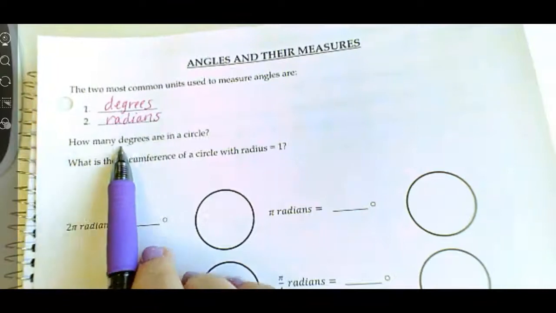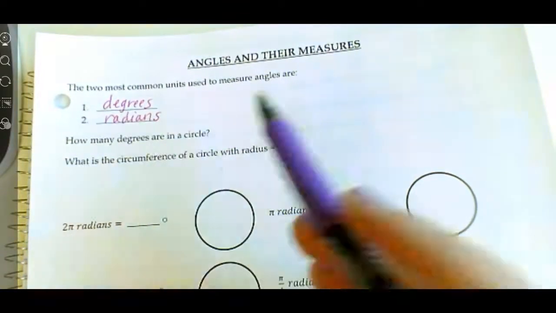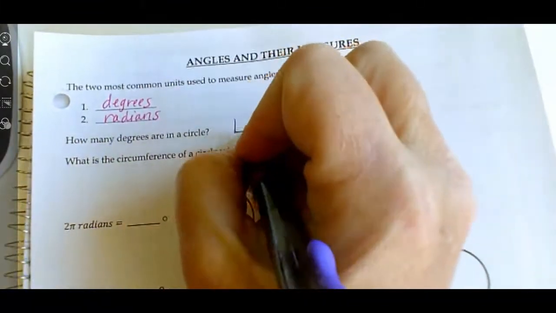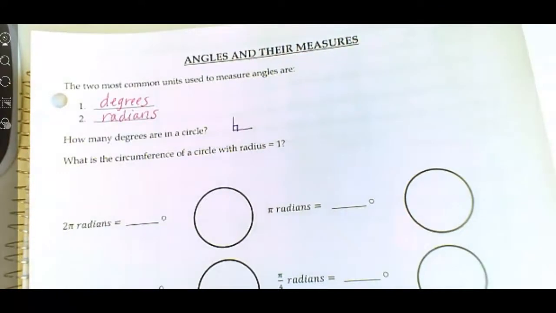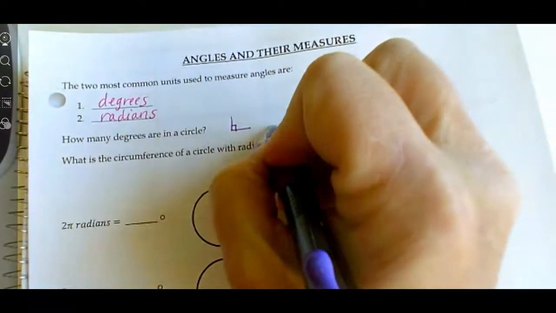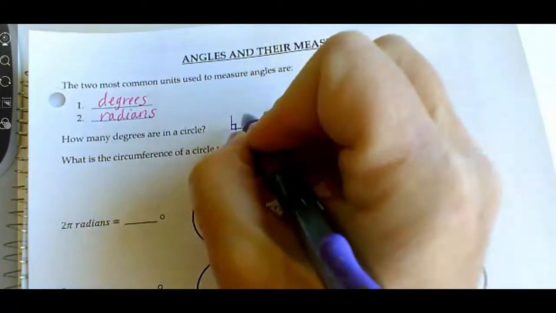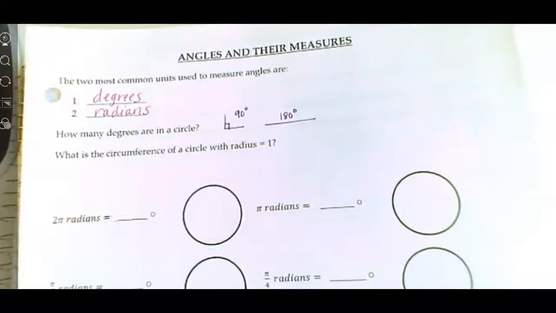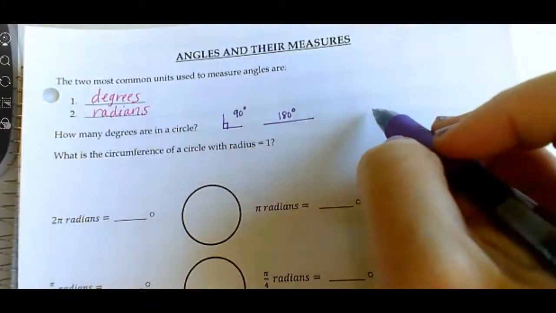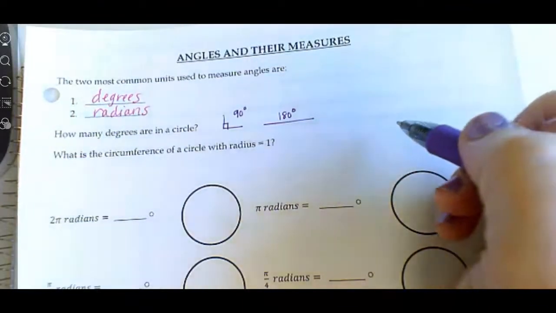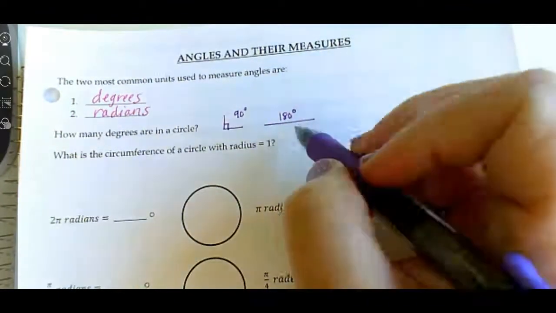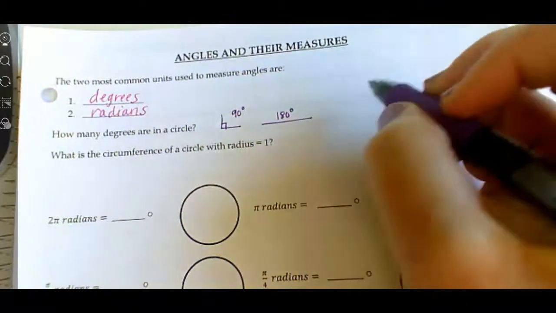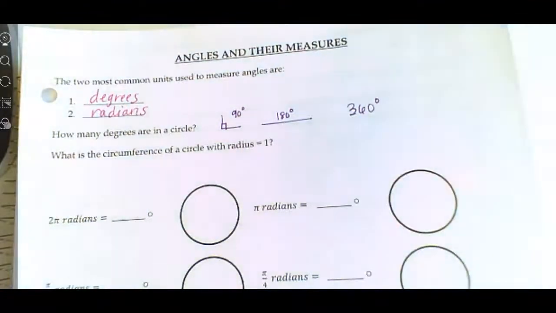So the first question, it says, how many degrees are in a circle? Okay, let's just think about what degrees look like. I know that 90 degrees looks kind of like that. Do you agree? I know that how many degrees is on a line right there? 180, because that's called a straight angle. So if I start and I go all the way around a circle, it's kind of like doing 180 and then another 180. So there are 360 degrees in a circle.